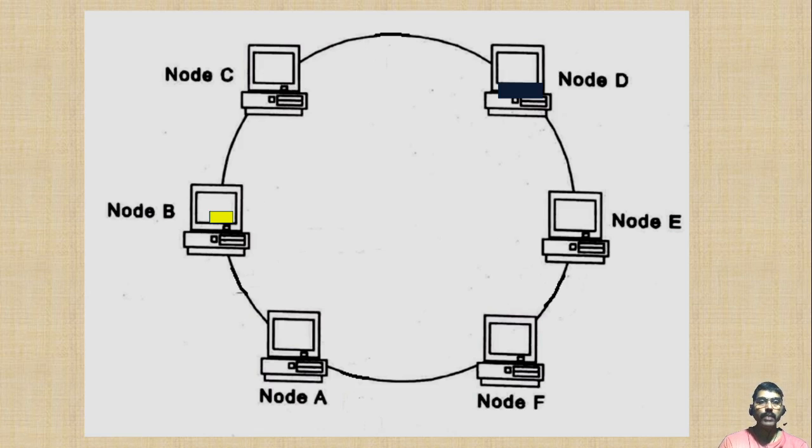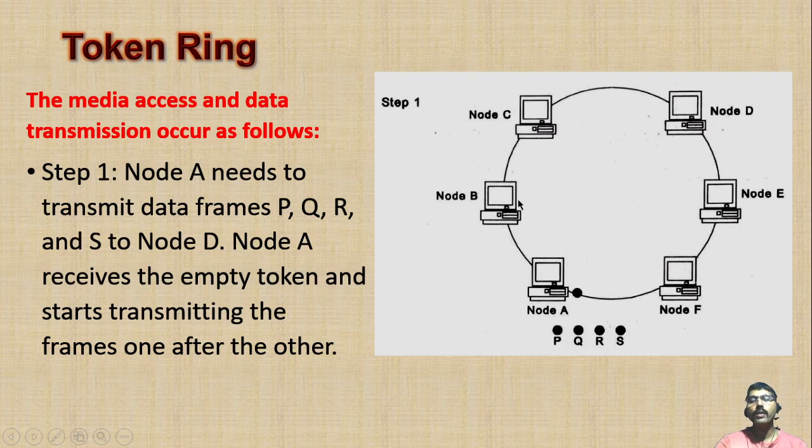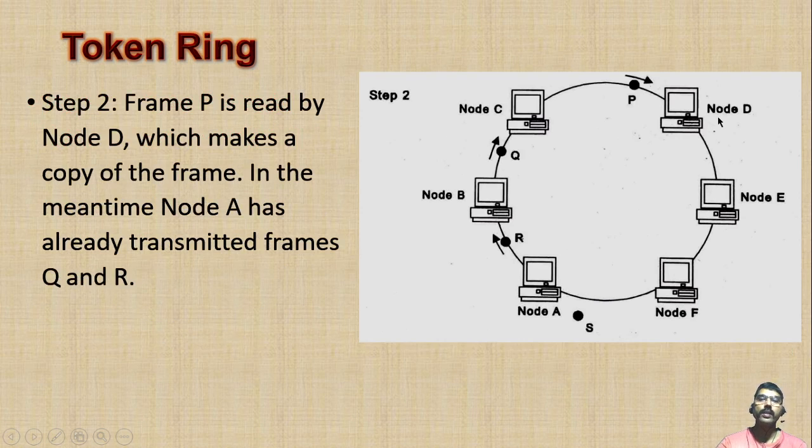Now I will explain some more detail here. If node A wants to transmit 4 data frames, that is P, Q, R, S data frames, to node D, first, whenever it receives the token, it adds the P data to the token and sends it to node D. Whenever the data frame P is received by node D, at the same time node A sends the other 2 frames, Q and R, over the media. This P is received by node D and the data is extracted here. The remaining data frame is transmitted over this line to node A.